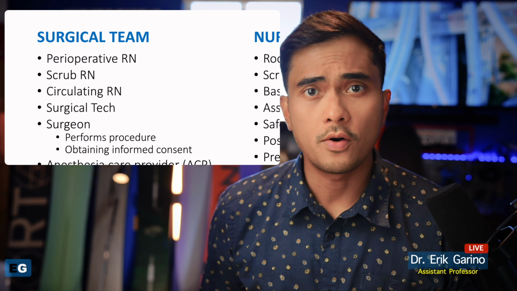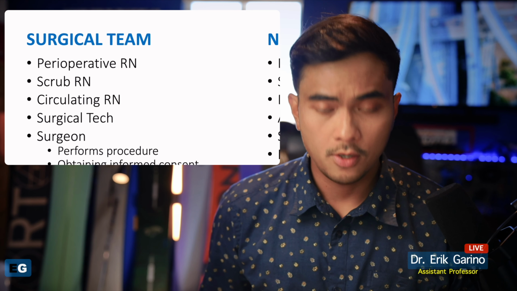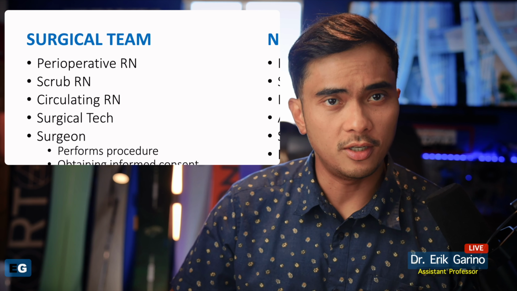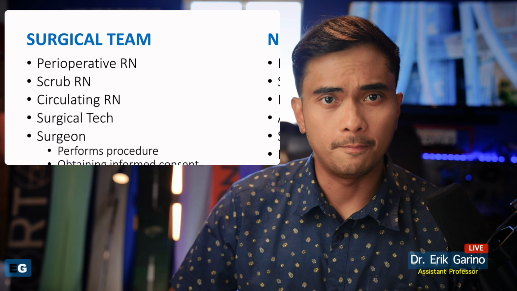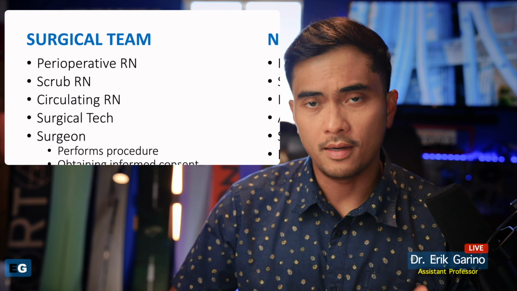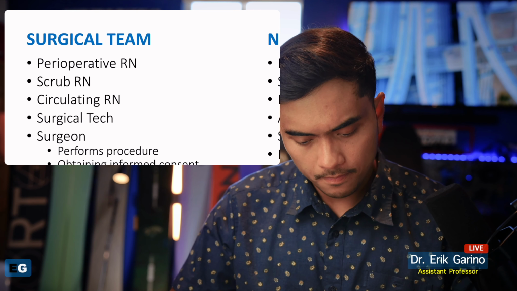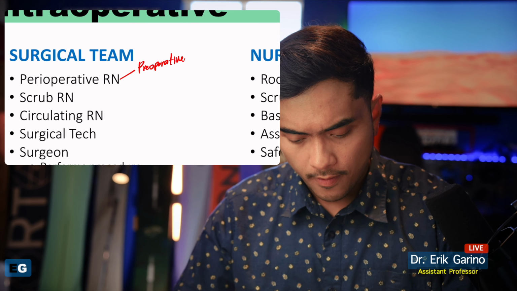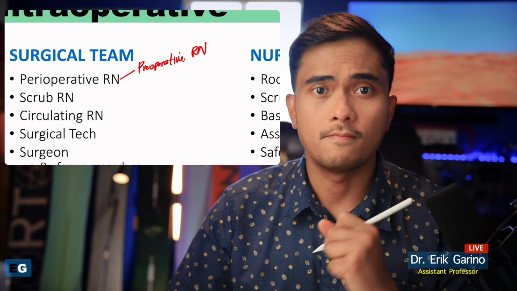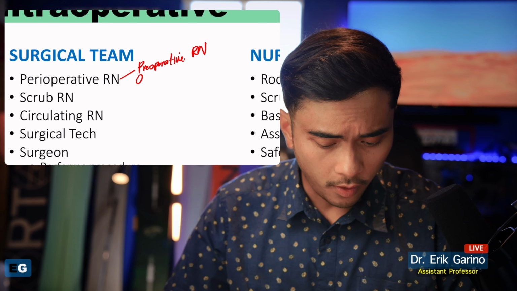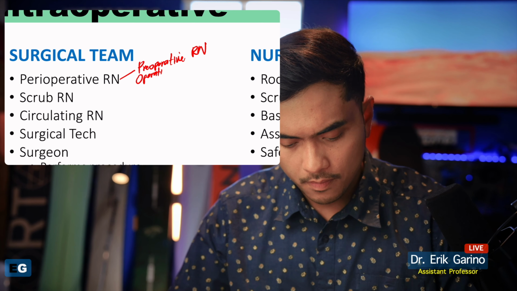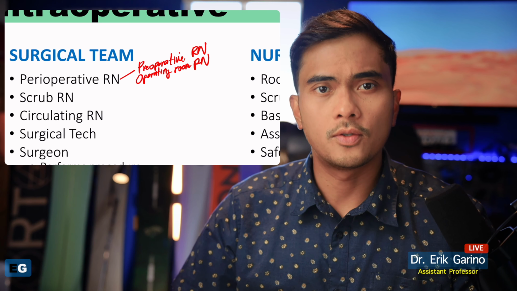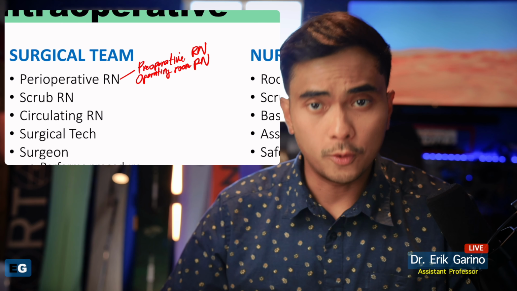So a perioperative nurse is a registered nurse, of course, who works with the surgical team to implement the patient's care plan. The role can expand across three domains: preoperative RN, operating room RN or OR RN, and the last one is the post anesthesia care unit RN, also known as PACU.